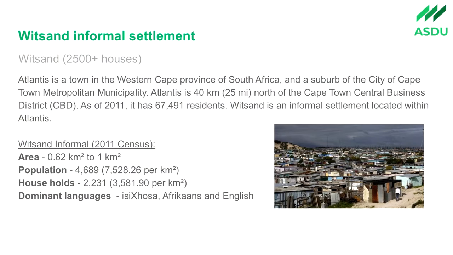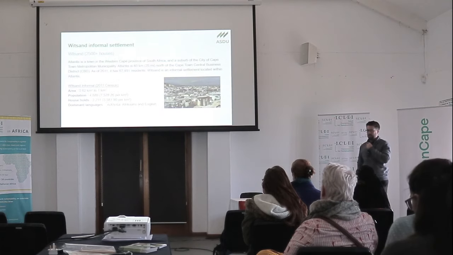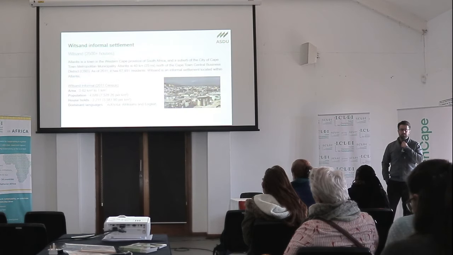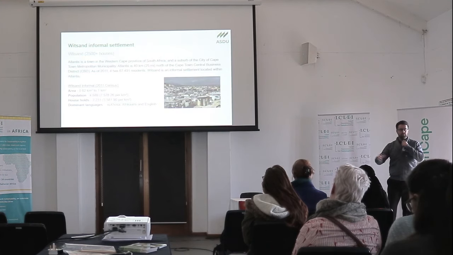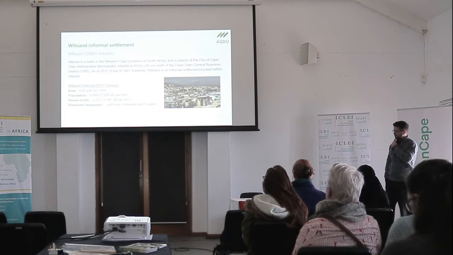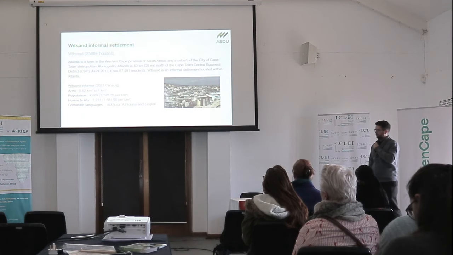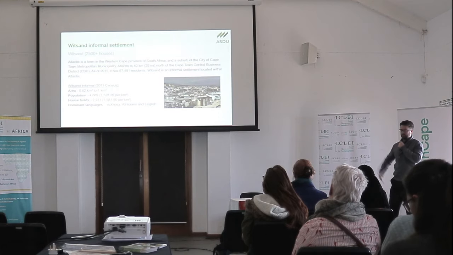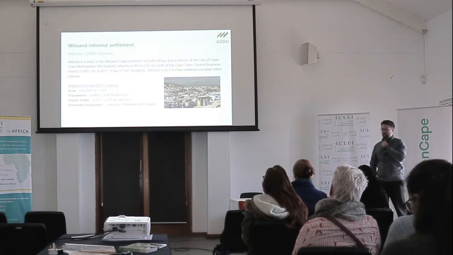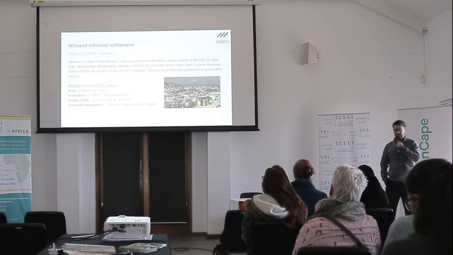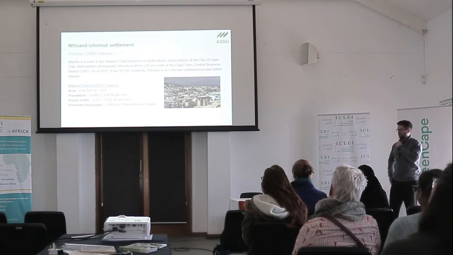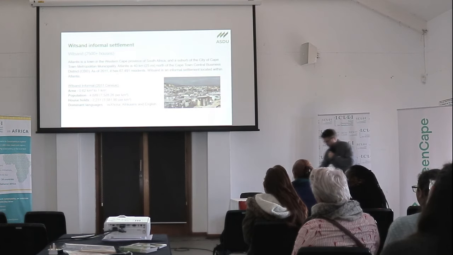So Witsand is an informal settlement located about 40 kilometers outside of the city. It's in the wider Atlantis area. It's widely considered a settlement that does not have service delivery, but it's pretty much mixed. It falls within an Eskom electricity supply area, and is a good mix of formalized housing, informal settlements, and backyarders. In the last census in 2011, Witsand was held at about 2,200 households. We're now looking closer to about 8,500 households. So quite a rapid growth over the last couple of years in the space.